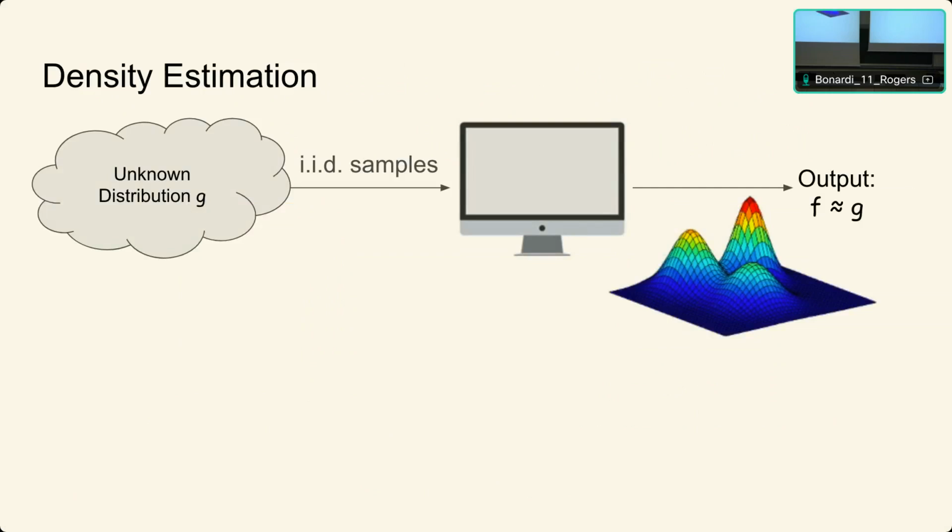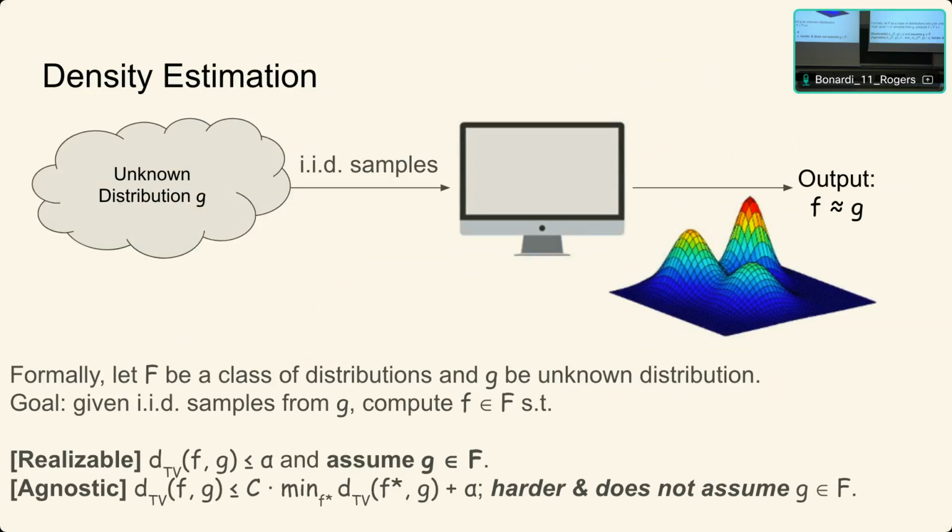Okay, so what is density estimation? The problem in density estimation is that there's some unknown distribution G. You're allowed to receive IID samples from it. You feed that into some algorithm, and the goal is to output some distribution F, which is ideally as close to G as possible. And just to make it a bit more formal, we usually assume that there is some class of distributions that we're trying to learn. And G is some unknown distribution that might not be in this class of distributions that we're going to call F.